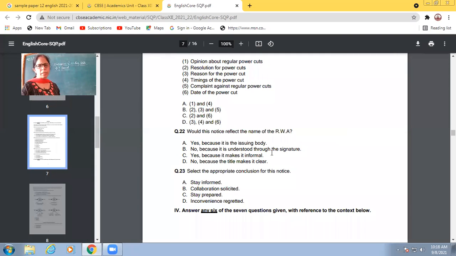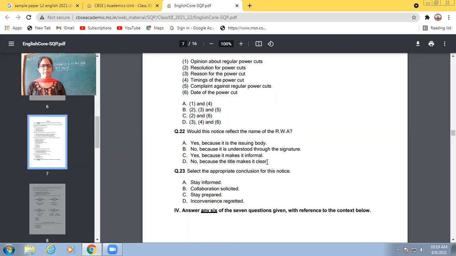No, because it is understood through the signature, that is wrong. The other readers don't have to assume that yes, it might be. No, it should be clear, because it is the issuing authority. See, yes, because it makes it informal, that is not the right reason. We write the name of the organization because from there the notice is coming. The name of the issuing organization should be on the top, not because it makes it informal. It's a wrong reason.